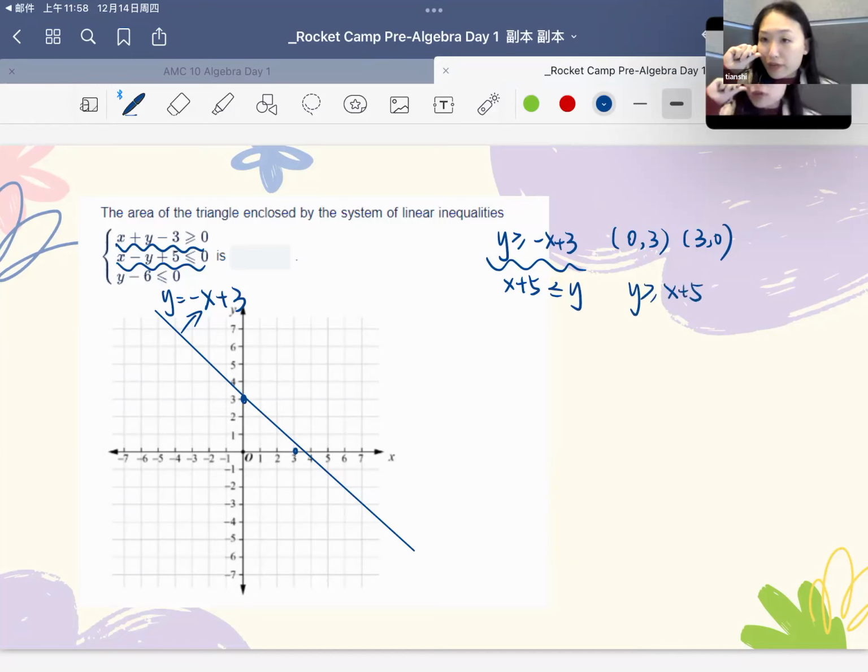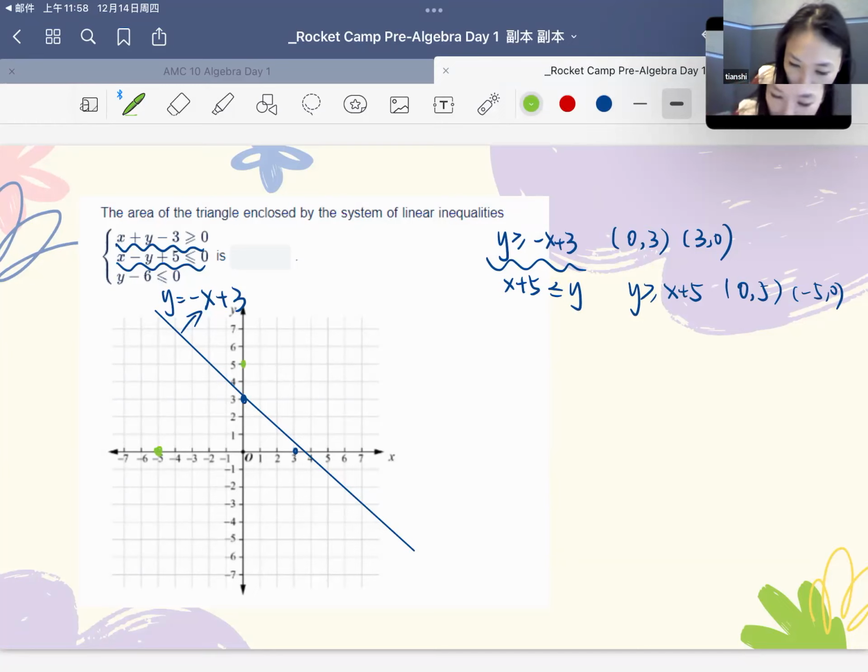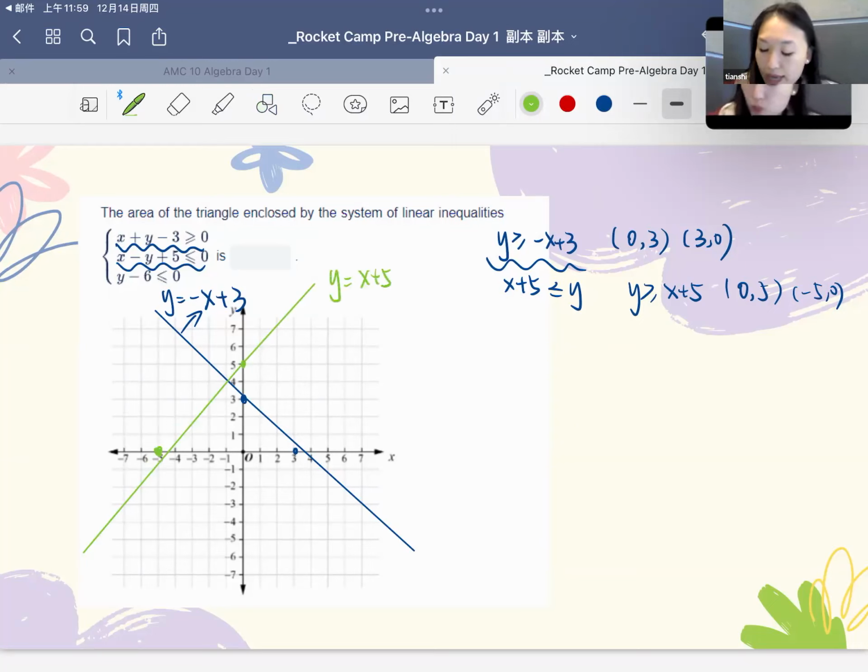And let's draw the graph for y = x + 5. We pass through 2 points, (0, 5) and (-5, 0). So let's draw the line here. (0, 5) is here, and (-5, 0) is here. And draw the line. Okay, so we have the line y = x + 5, and y is larger or equal to, so we should use the above part as well.